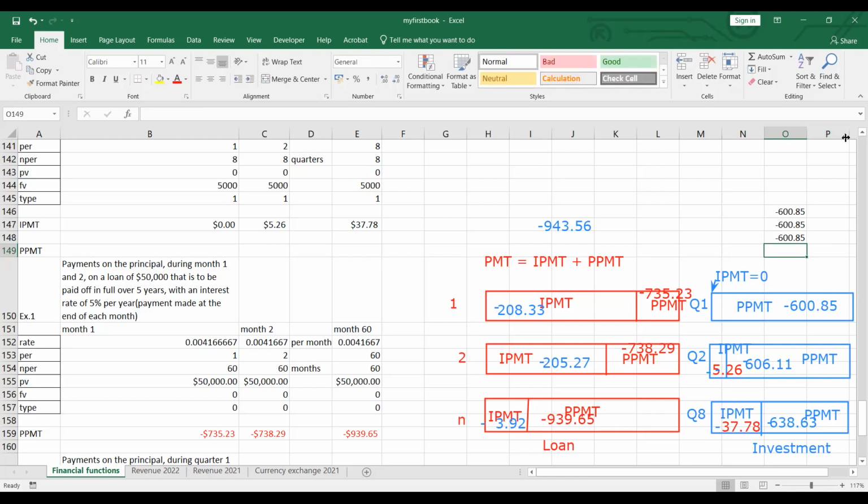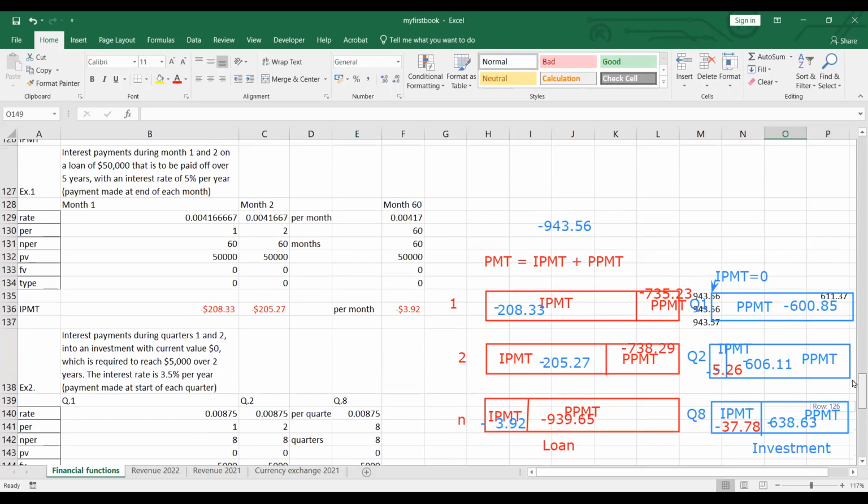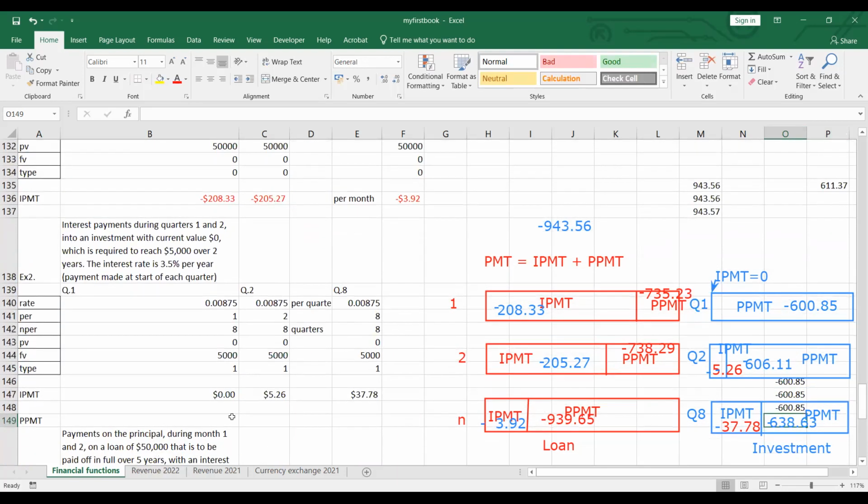This one you get 685. Now, for the investment, the interest is the incoming interest, so you can see that it's positive. It is different from the loan, because for the loan the IPMT is negative, since you have to pay the money to the bank, while for the investment it is positive, because the bank has to pay the interest to you. So that's why you get the positive numbers. Okay, let me enter this one.